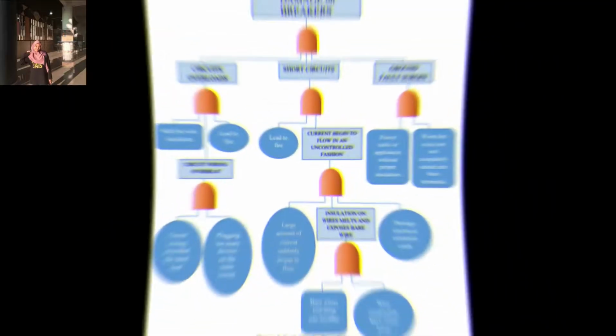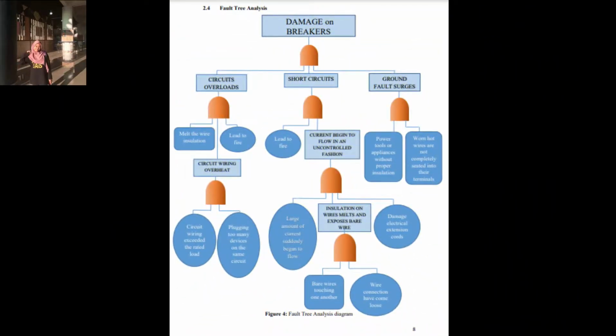I'm going to present the problem that I have analyzed using the fault tree analysis, and I'm going to explain the diagram that we are presenting right now. Okay, this fault tree analysis contains a problem that is the damage on the breaker. We have detected damage on the breaker based on the video that we have found, and this fault tree method shows the root causes of the damage at the breaker.